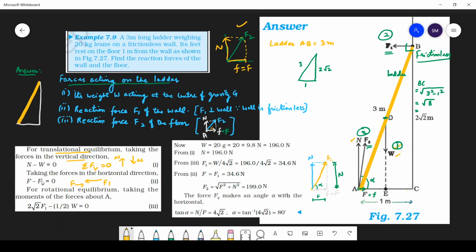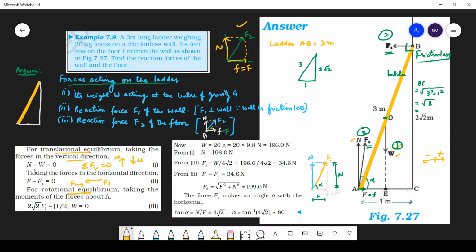So the net will be 0. Plus and minus sign simply means upward direction positive, downward direction negative. This direction you are taking positive x, and this direction you will be taking as negative. So you will have two equations from here, and then for rotational motion, taking the moments of force about it. So you can take the moment from all the four forces.